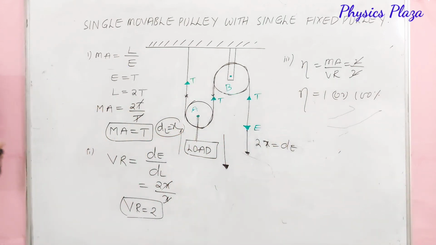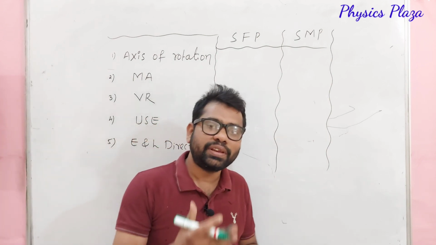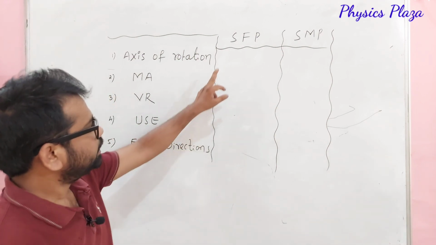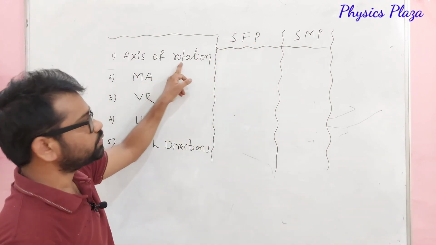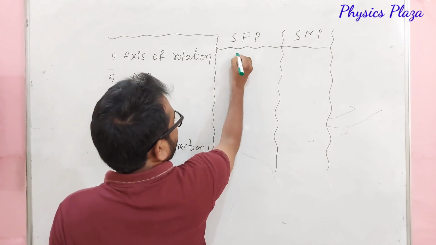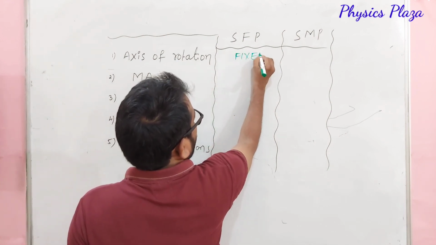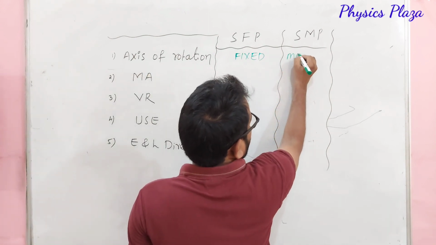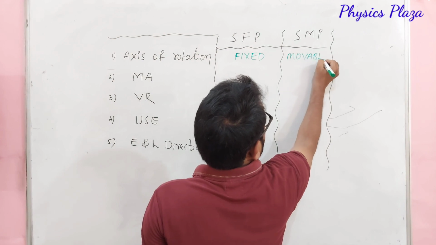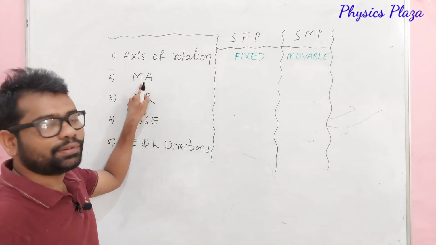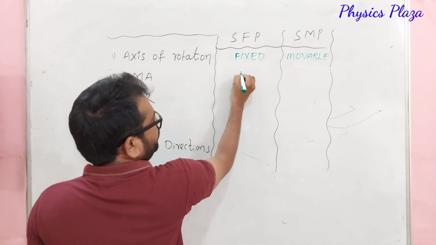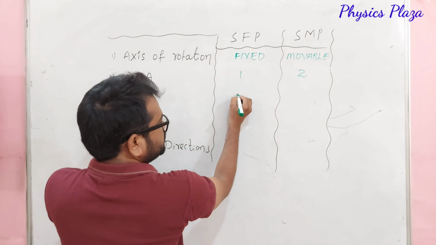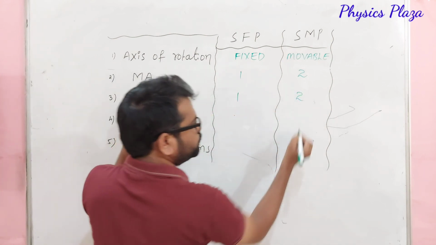It's very, very important. Children, let us see the difference between single fixed pulley and single movable pulley, just in a single picture. Dear children, in the case of single fixed pulley, what is its axis of rotation? Its axis of rotation is fixed. And what about in the case of single movable pulley? Its axis of rotation is movable. Fine. And what about mechanical advantage? Mechanical advantage of single fixed pulley is 1, single movable pulley is 2. And the velocity ratio of single fixed pulley is 1 and of movable pulley is 2.